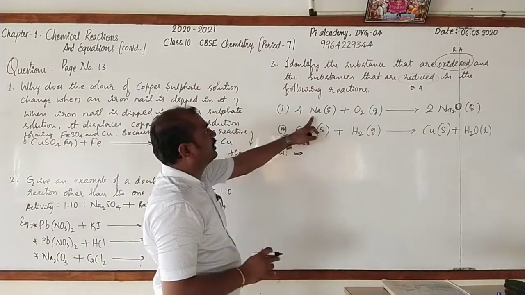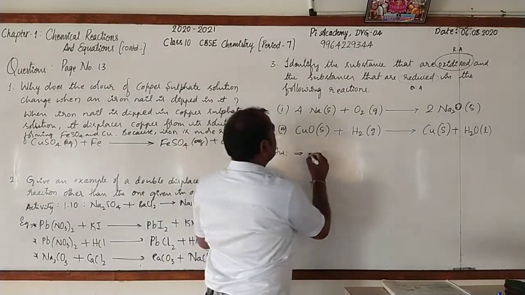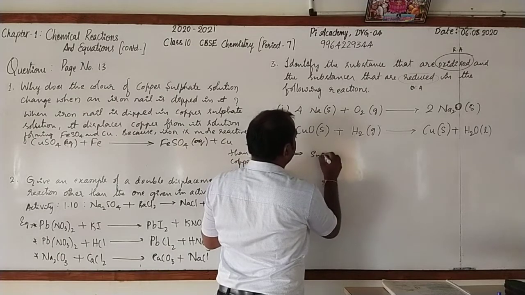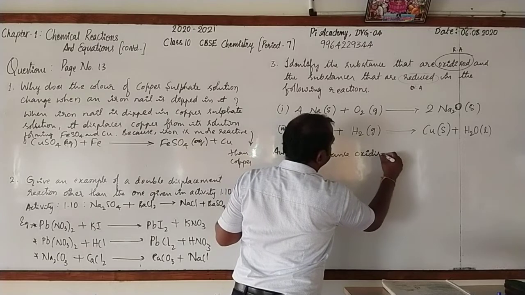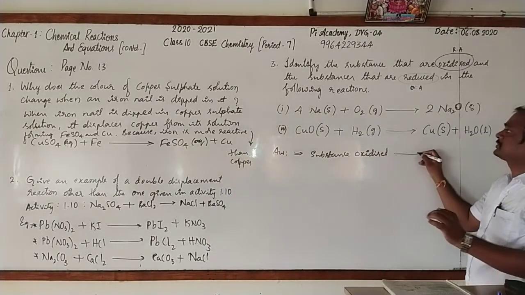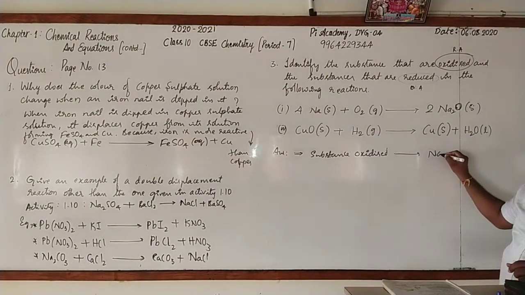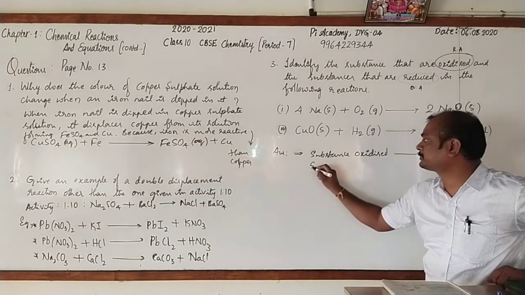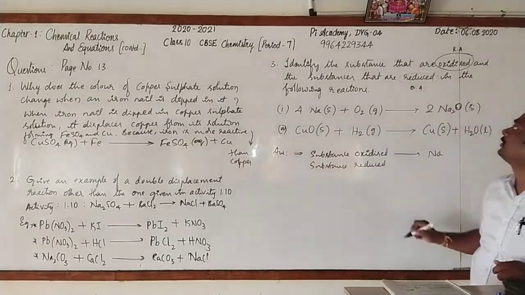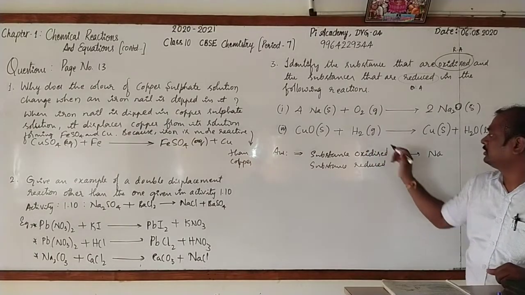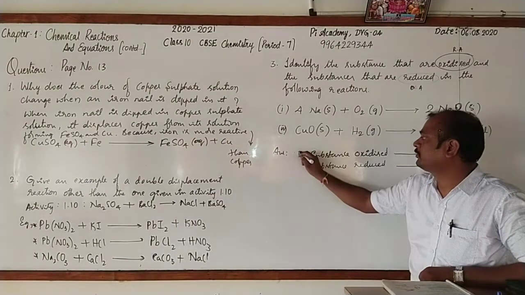In the first one, sodium reacts with oxygen to produce sodium oxide. First I'll write substance oxidized. Which substance will gain the oxygen? Here, sodium. So we can write Na. Then substance reduced. The substance reduced is oxygen. Clear? That is with respect to the first one.